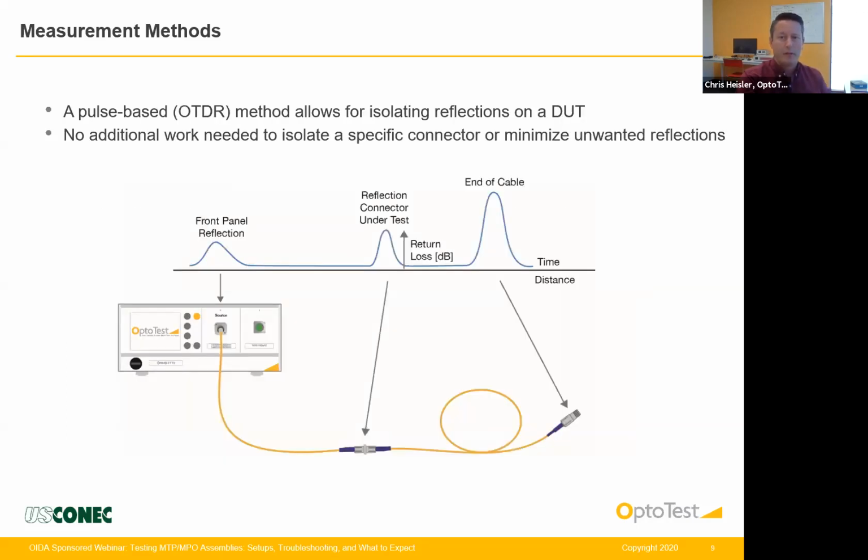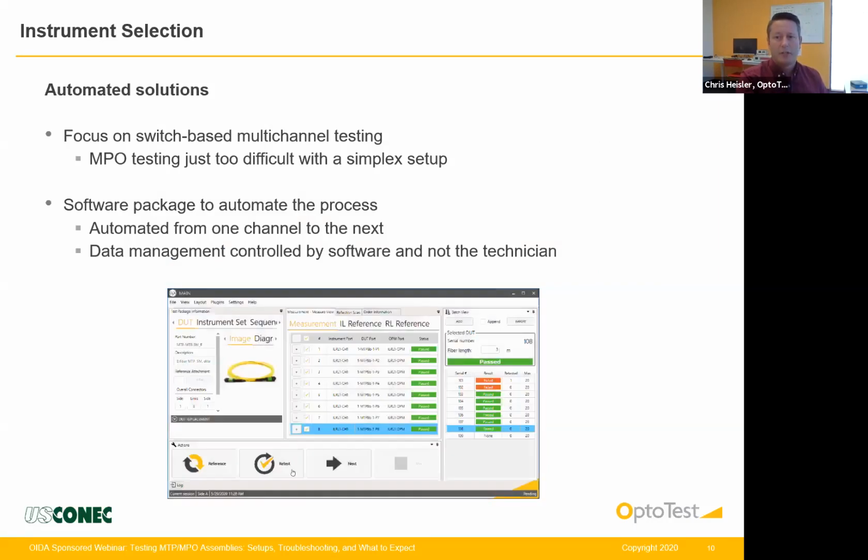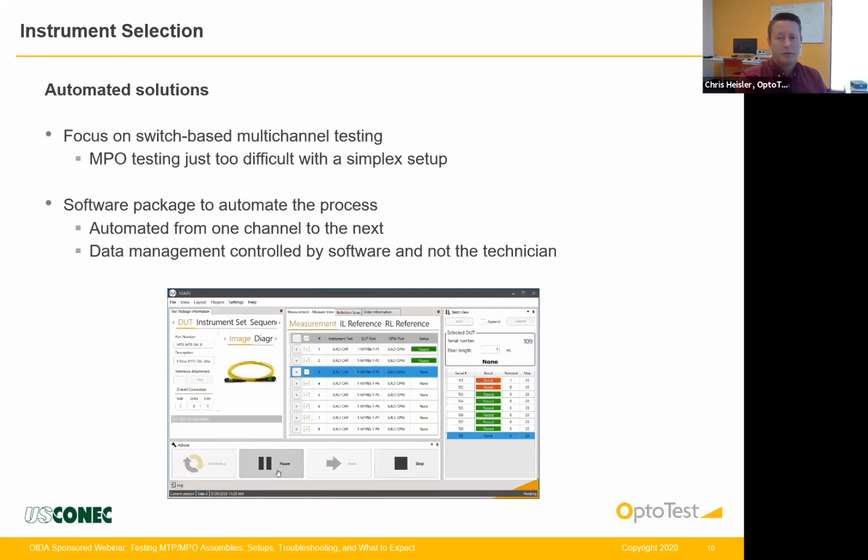The pulse-based method of measuring return loss enables the ability to measure insertion loss and return loss with the same setup. No need for terminating the back connector to isolate the measurement to the front connector. In the diagram, the front connector can be measured independently of the back connector. MPO assemblies are multi-fiber assemblies, and as such, a multi-channel switch-based system should be used. A simplex setup is just too cumbersome and leads to inaccurate results.